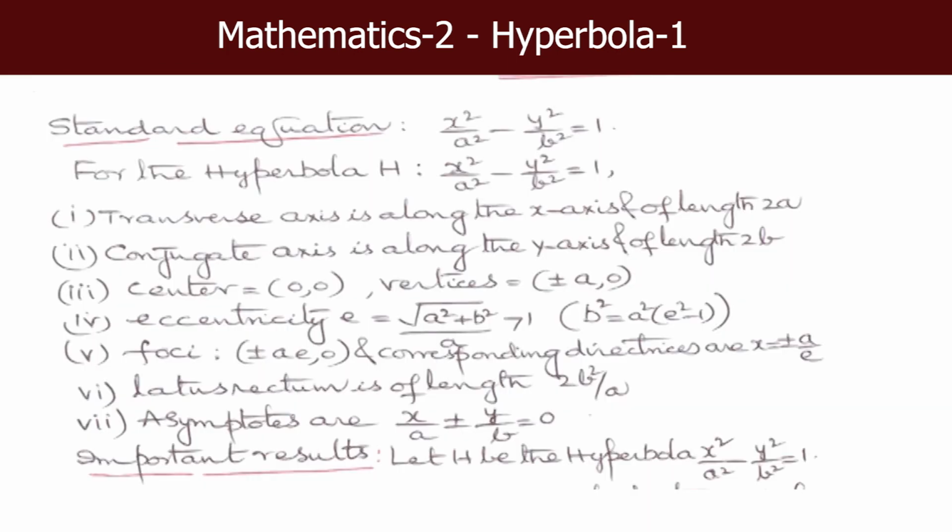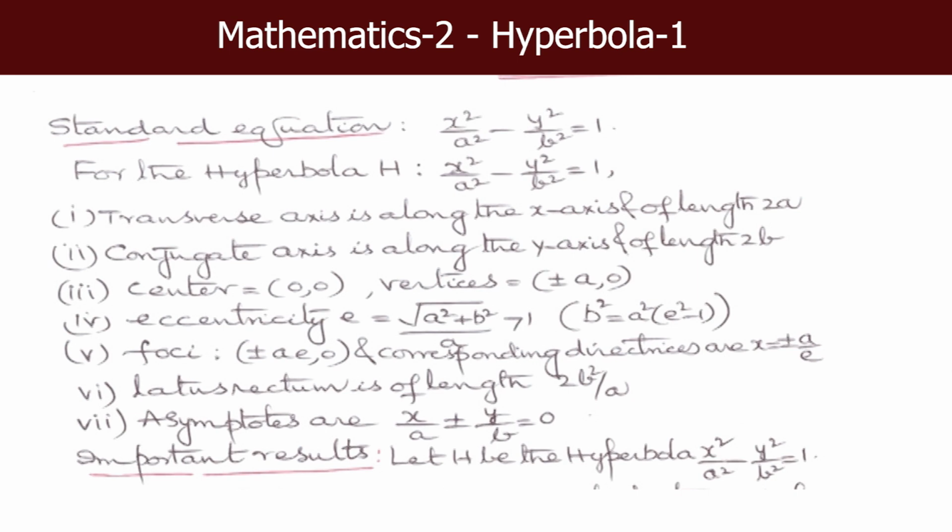Let us have a look at the screen and also see the important aspects of hyperbola. Standard equation x square by a square minus y square by b square equal to 1. Here there is no connection between a and b, like a less than b or a greater than b or a equal to b. So, a and b can be anything as long as they are positive numbers, that is all. No order relation between a and b like in the case of ellipse.